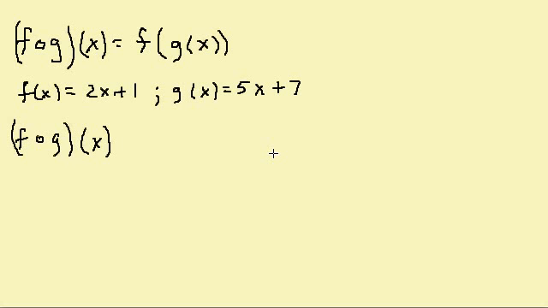Alright, let's look at composition of functions. Here we have the composition of f and g. This is f circle g of x is equal to f of g of x. It's kind of like this function here, f, that we have. F of x equals 2x plus 1.